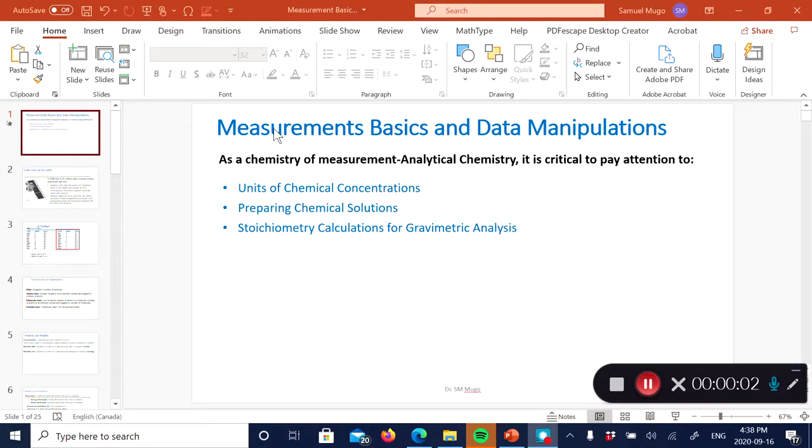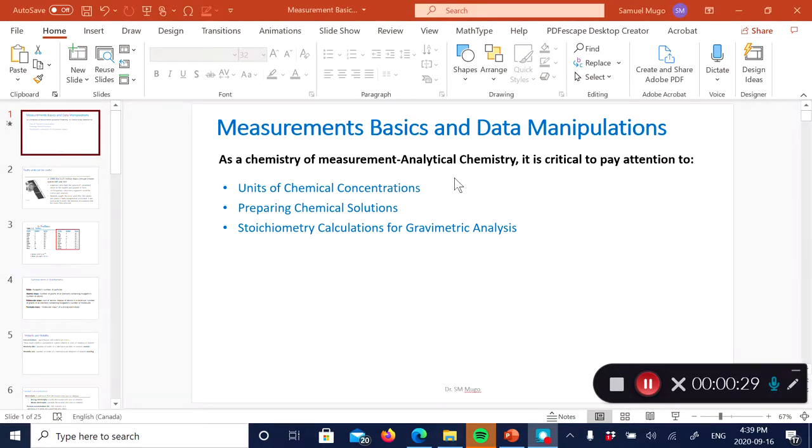In this lecture, I'll review the measurement basics that you should be aware of, as well as simple data manipulations related to analytical chemistry. And we've already said analytical chemistry is a chemistry of measurement, and so it's very critical that you pay attention to the units of chemical concentrations.